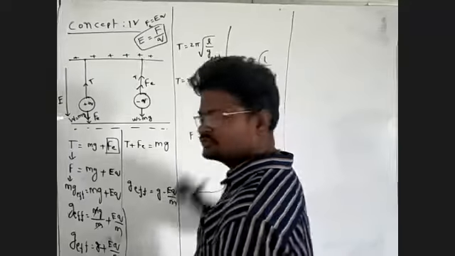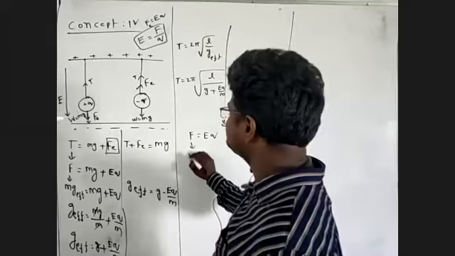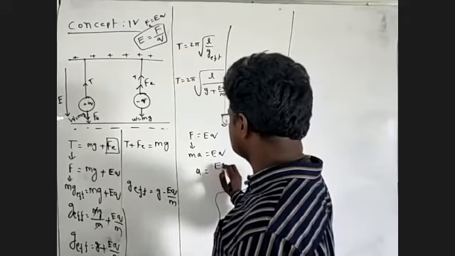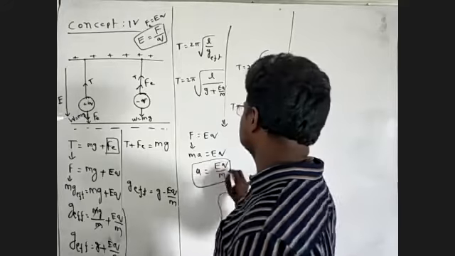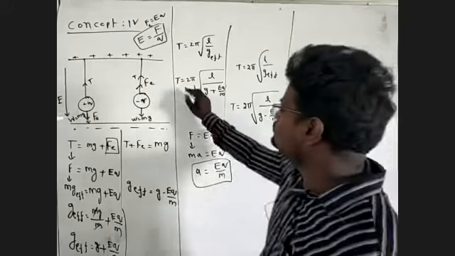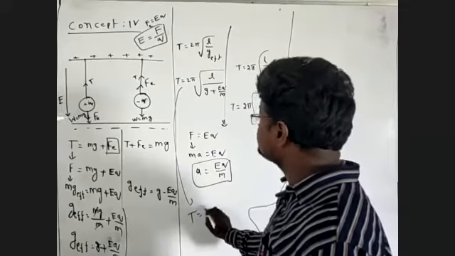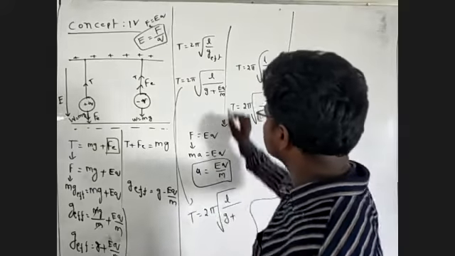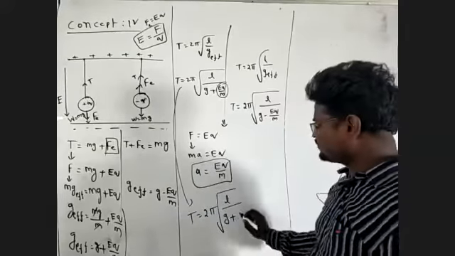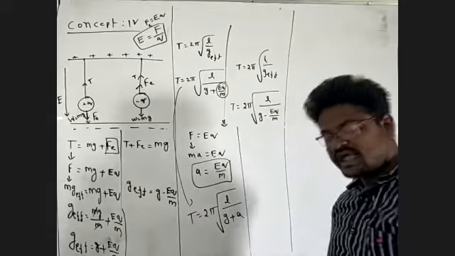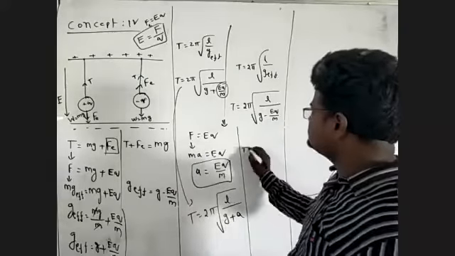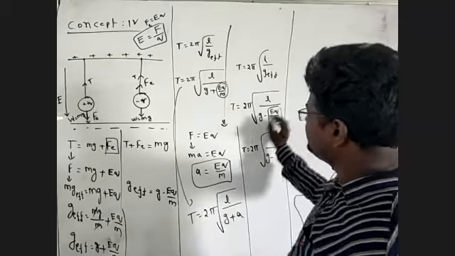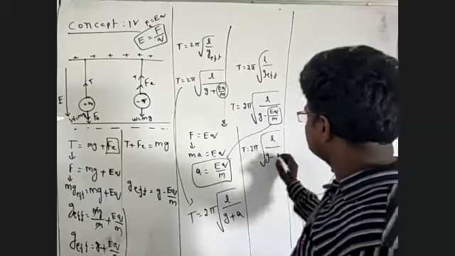F is equal to EQ. According to Newton's second law, F is equal to ma is equal to EQ, so a is equal to EQ by m. Now in this equation, T is equal to 2 pi root of L by g plus EQ by m, meaning I'm going to write acceleration a. Now this is T is equal to 2 pi root of L by g minus EQ by m, meaning I'm going to write a.